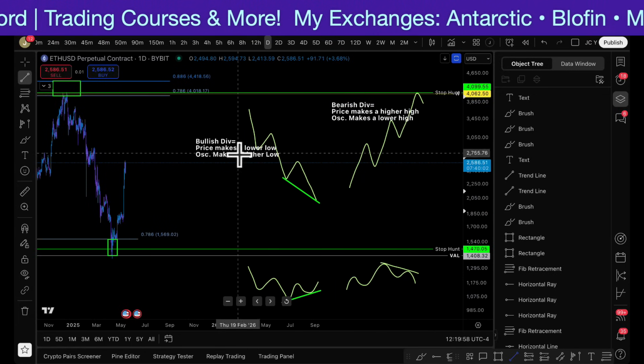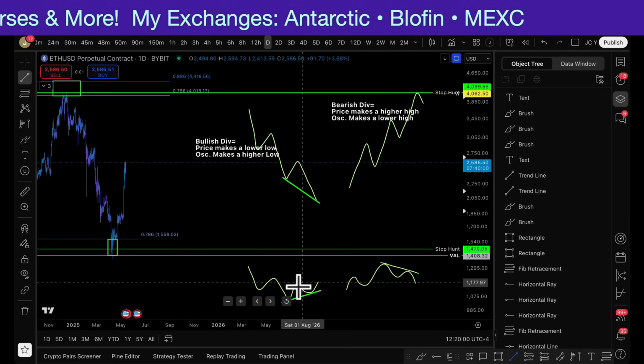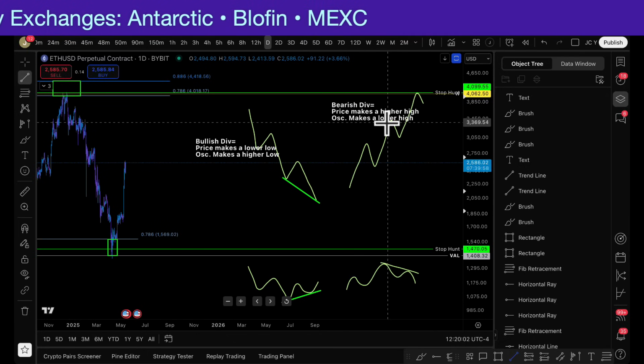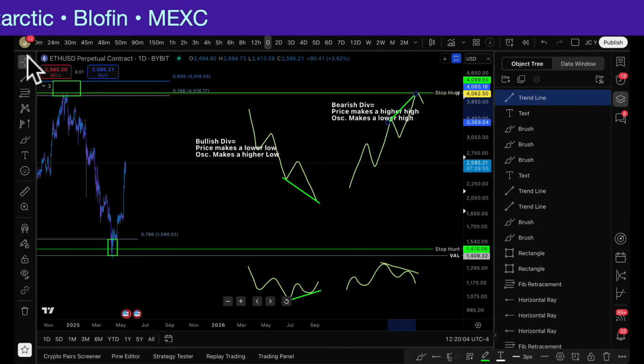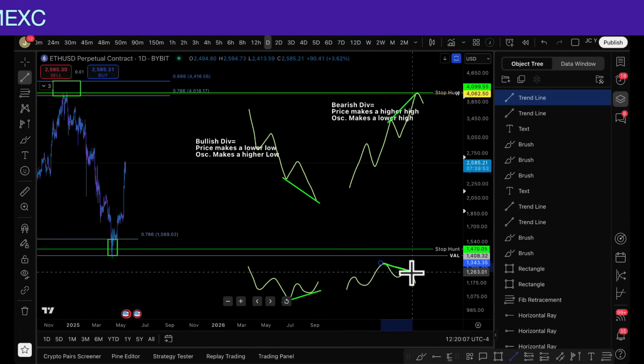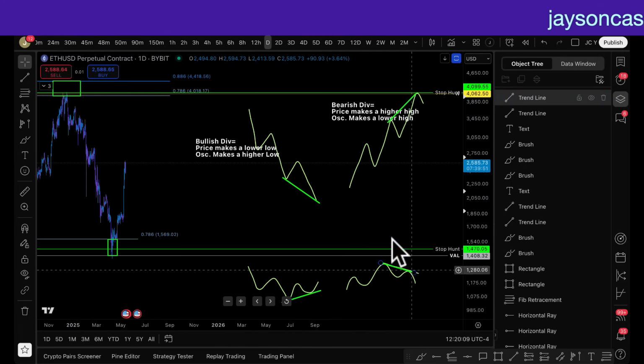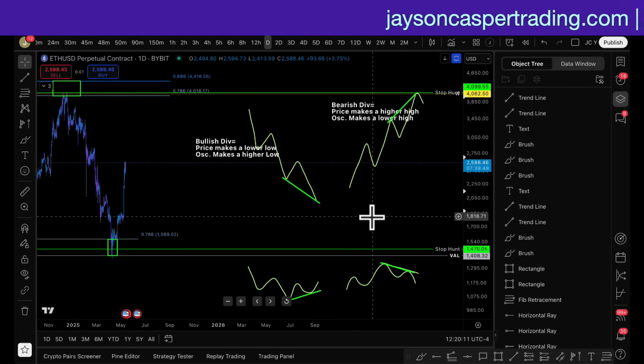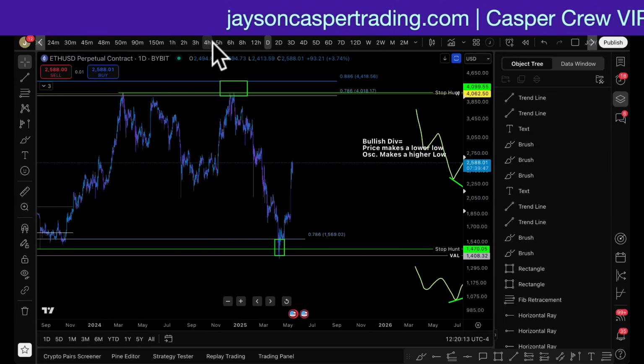Again, a bullish divergence: price is making lower lows, oscillator makes higher lows. A bearish divergence: price makes higher highs, oscillator makes a lower high. This is a standard bullish and bearish divergence. And now let's go over some actual examples where this happened on the chart.